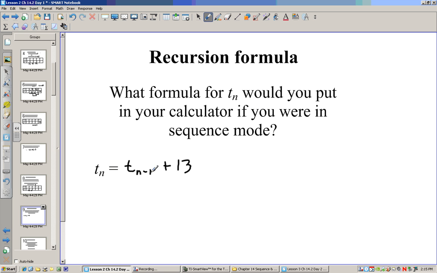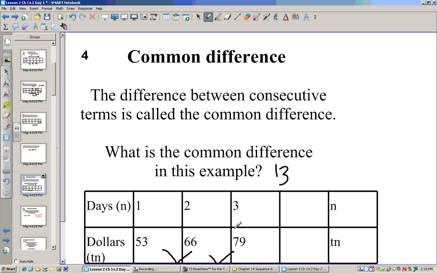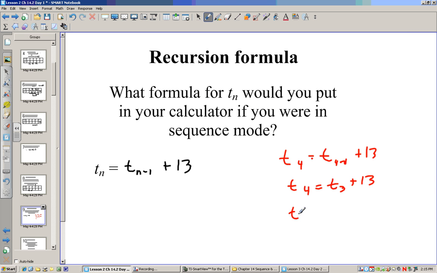This gets a little confusing with notation, so sometimes it helps to put in some real numbers. Let's say n is 4. T sub 4 is equal to t sub 4 minus 1 plus 13. 4 minus 1 is 3, so t sub 3 plus 13 is going to give me t sub 4. If I looked back at here, my t sub 3 is 79, so t sub 4 is going to be 79 plus 13, or 92.